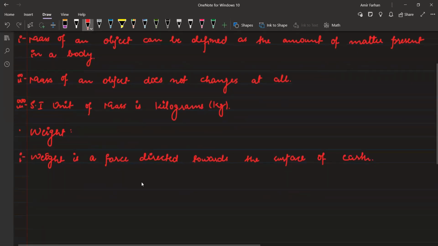So how do we write the weight? Weight is denoted by W. W is equal to M into G. So what is G here? Do you know what G is? It is the acceleration due to gravity. In simple words, G means it's gravity that basically pulls the object towards the earth.